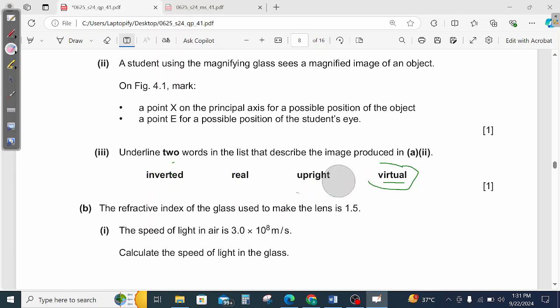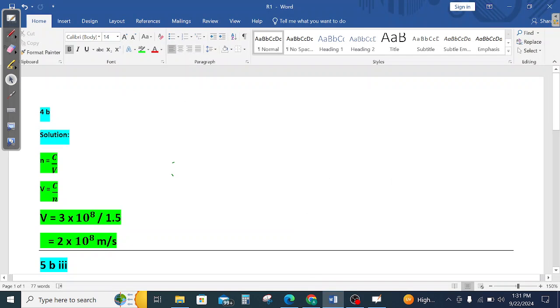Now question number B. The refractive index of the glass used to make the lens is 1.5. This is the refractive index. The speed of light in the air is this one. Calculate the speed of light in the glass. So we will solve it in the word file. Yes, this is your question solution.